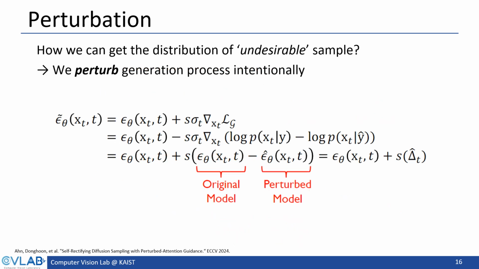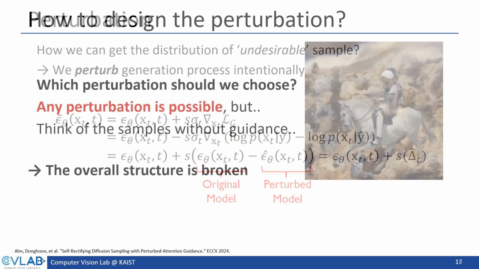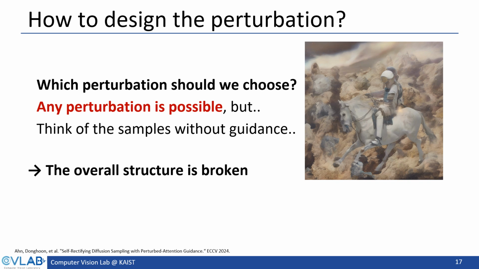So how do we obtain the distribution of undesirable samples? We perturb the generation process. To create worse samples, we can introduce perturbations to the input, the model, or both. Then, which perturbation should we choose? There can be various types of undesirable samples. Since we propose a general framework, any perturbation can be used. However, there may be specific concepts we want to avoid more strongly.